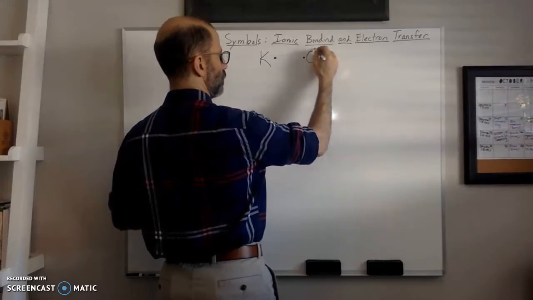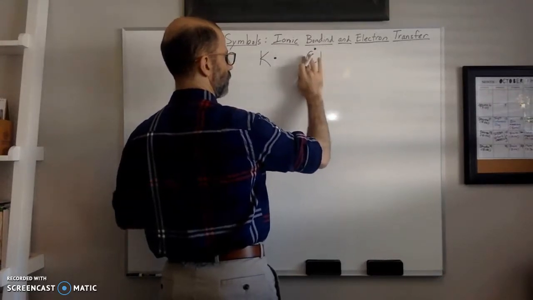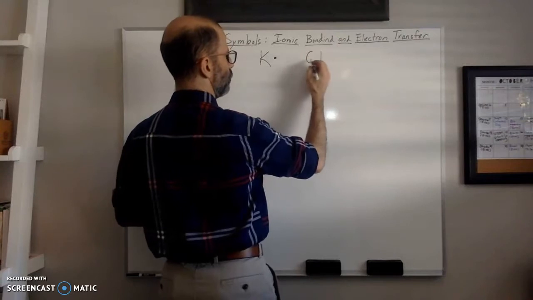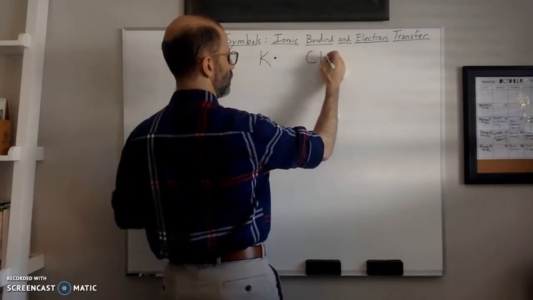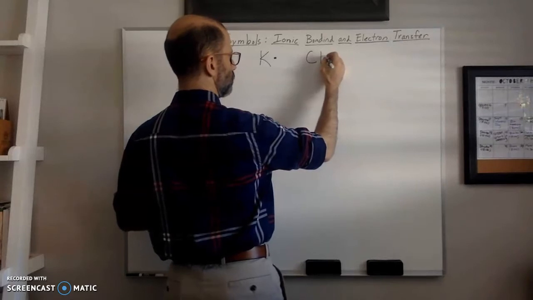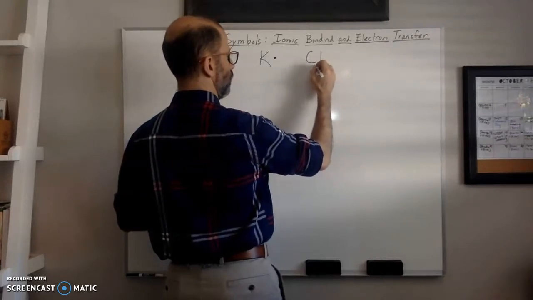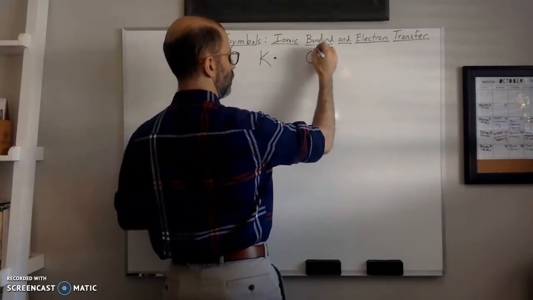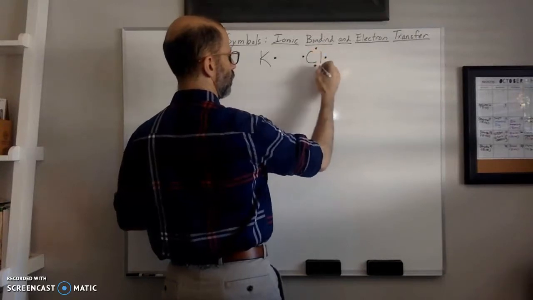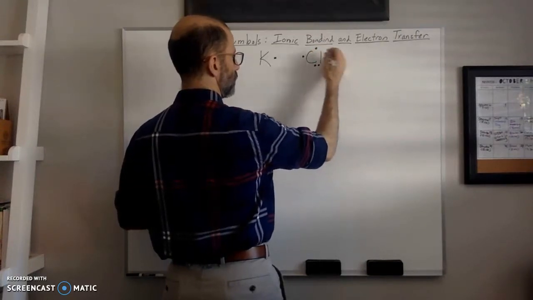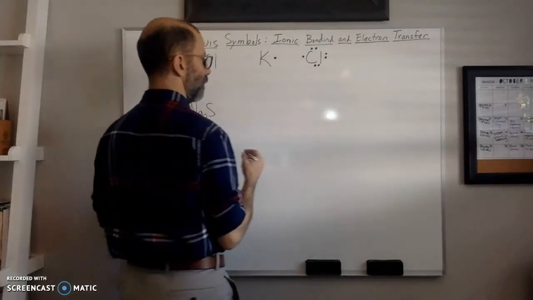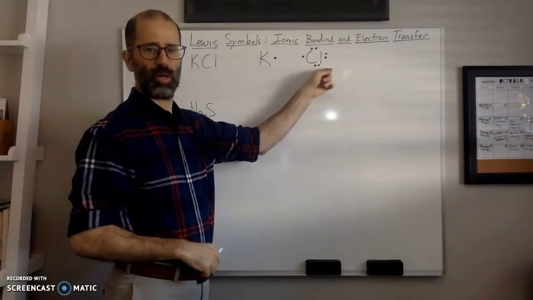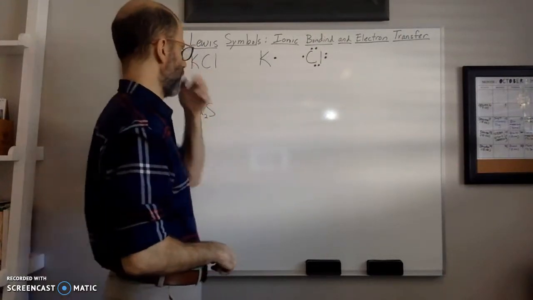And so we have chlorine, and we'll do it like this, where I will start here. So I have 1, 2, 3, 4, 5, 6, 7. Okay, so this is the Lewis symbol for chlorine. This is the Lewis symbol for potassium.